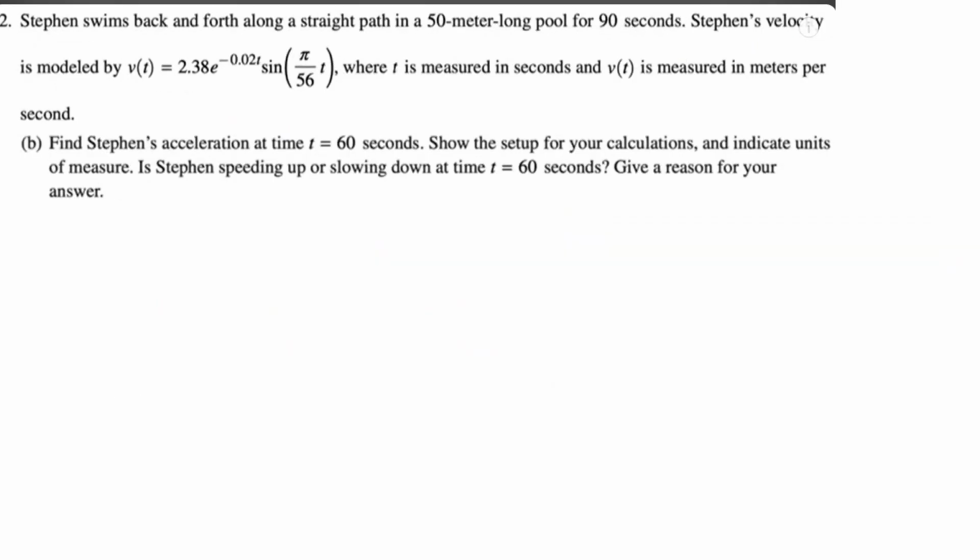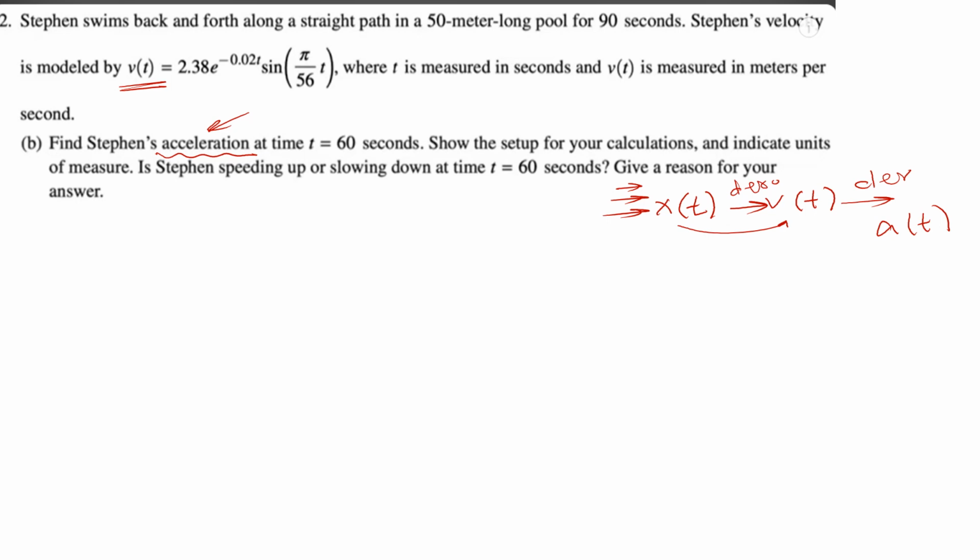In this part they are asking, find Stephen's acceleration at the time t equals 60 seconds. Show the setup of your calculation and indicate the units of measure. Is Stephen speeding up or slowing down at t equals 60 seconds? In order to give the reason, first of all understand what acceleration is. Taking you back, if the displacement is given to you, you take the derivative of the displacement and you get the velocity of the moving object. If the velocity is given and you again take the derivative of the function, you get the acceleration. So if velocity is given, you have to take the derivative of this function to get the acceleration.